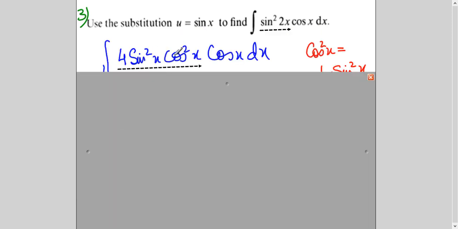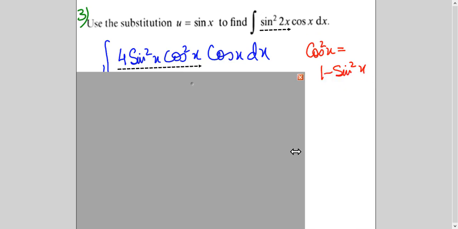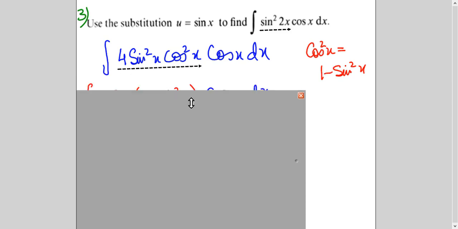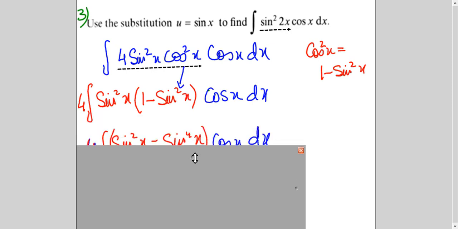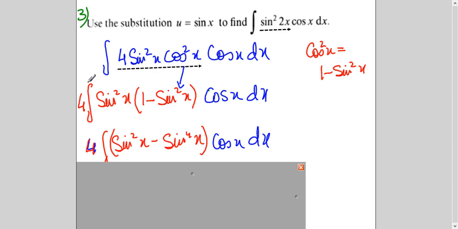But what about this cos square x? What do I do with this? So what comes to my mind is to apply this identity. Cos square x is equal to 1 minus sine square x. So I'm writing in place of this 1 minus sine square x. Okay. After that, I'm removing the bracket. You see the integral sign is still here because I have not integrated as yet. So sine square x into 1 is sine square x. Sine square x into sine square x is sine 4x.